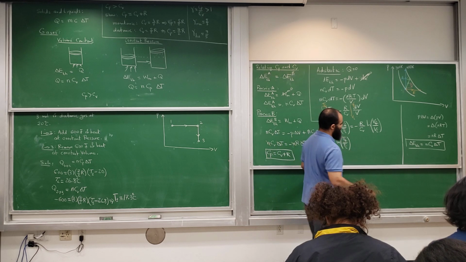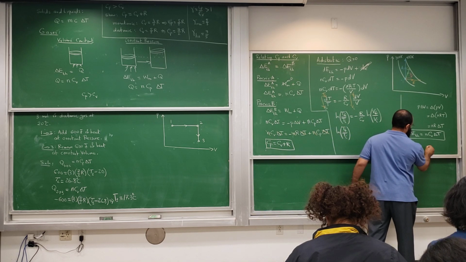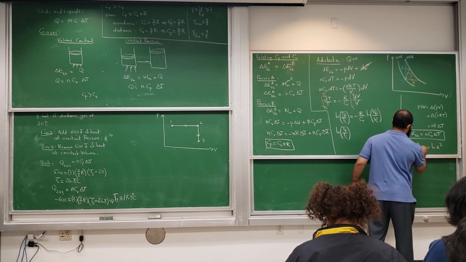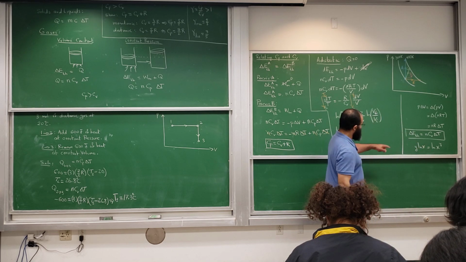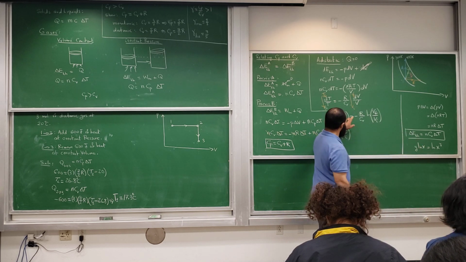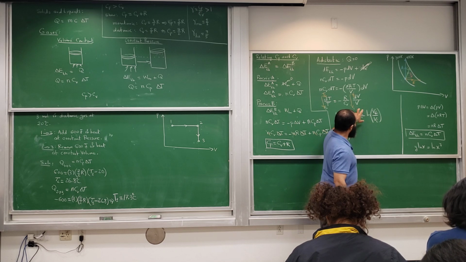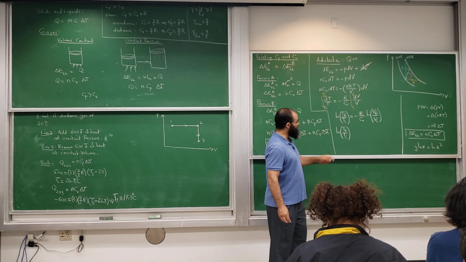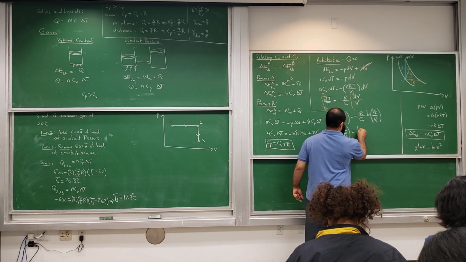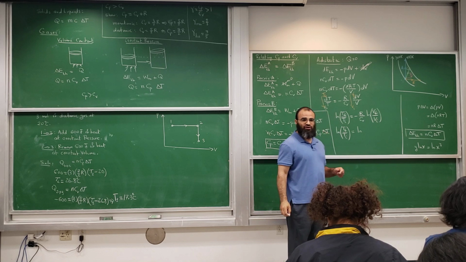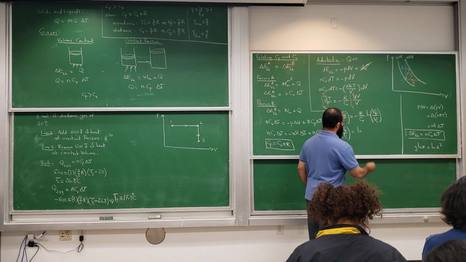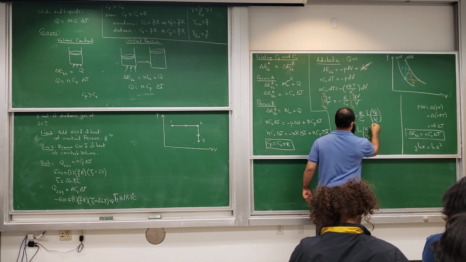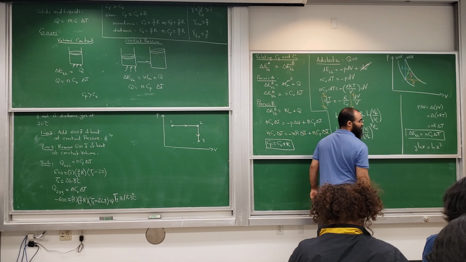Notice that if you have ln of x to the y, it's the same as y times ln of x. So this minus R over Cv will go here and become the exponent. But it's a negative exponent. When you have a negative exponent and you want to make it positive, just take the reciprocal. So it's going to be V initial over V final to the power R over Cv. Okay?